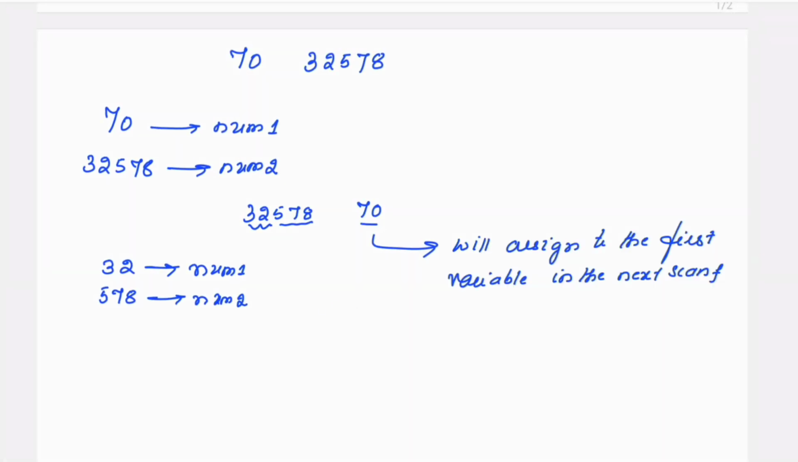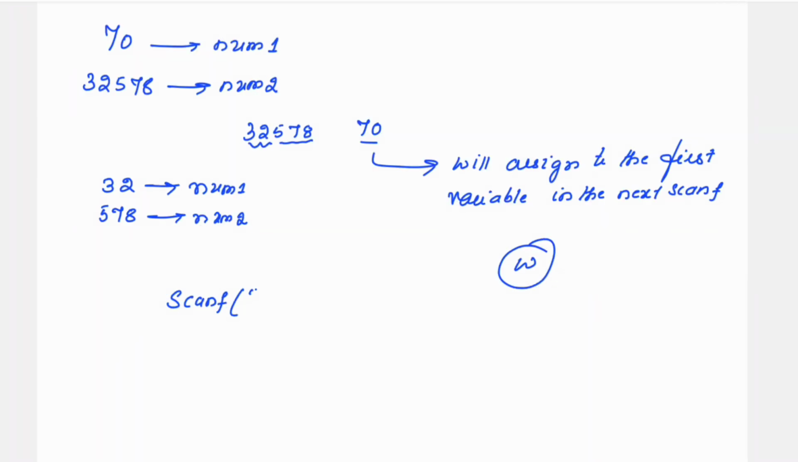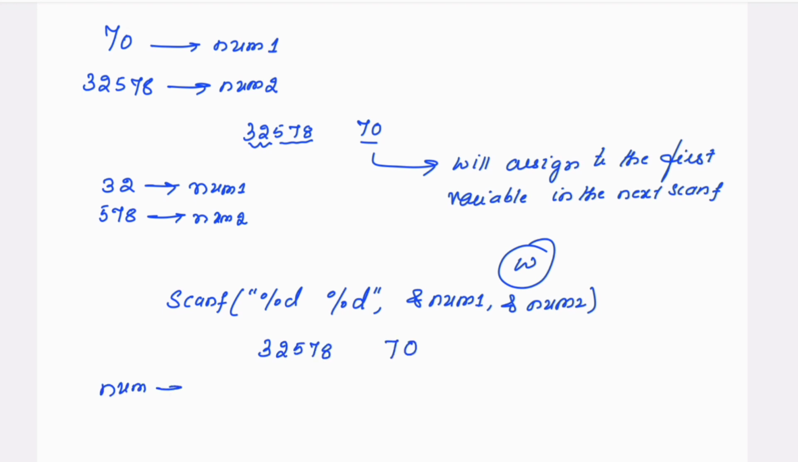So here actually there is an error. We can eliminate these errors if we use the field specifications without the field width. Simply write %d, followed by the ampersand and the variable. This way you can give whatever data you want. Suppose you are giving 32578 and 70. Then num1 will get 32578 and num2 will get 70.